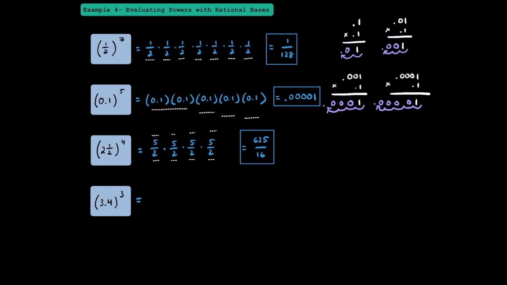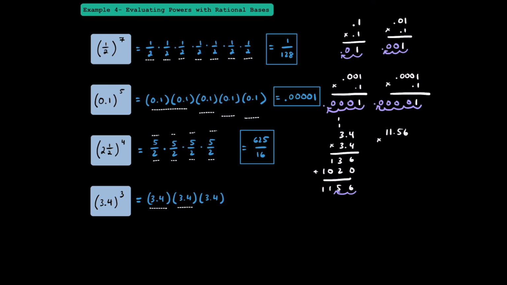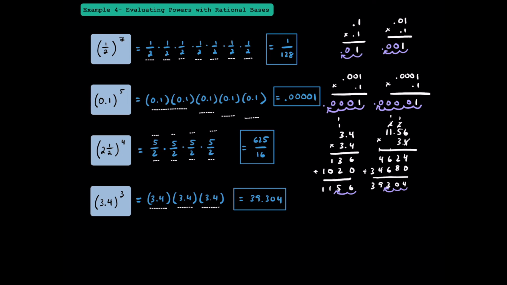And let's expand this last one. Remember that when you're multiplying decimals together, it's good practice to use parentheses to show your multiplication. We don't want too many dots all over the place. Let's start by multiplying this 3.4 by 3.4. Now let's take this 11.56 and multiply that by this 3.4. The value of this power is 39.304, or 39 and 304 thousandths. This would be our answer.